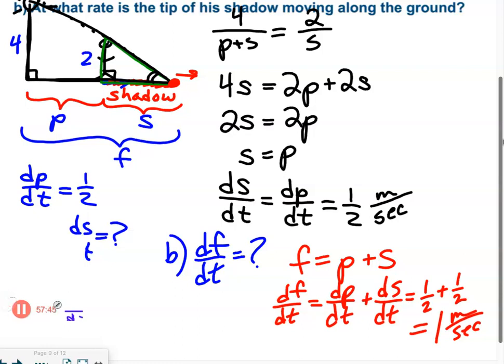You will have shadow problems in your homework tonight, and you have to be careful because they can put the light source like from above going down or from on the ground going to a wall or wherever. Just remember, always draw your picture and think similar triangles. Every time for these problems, it's always a proportion of sides with similar triangles. So it's just a matter of drawing the picture and then finding the similar triangles.